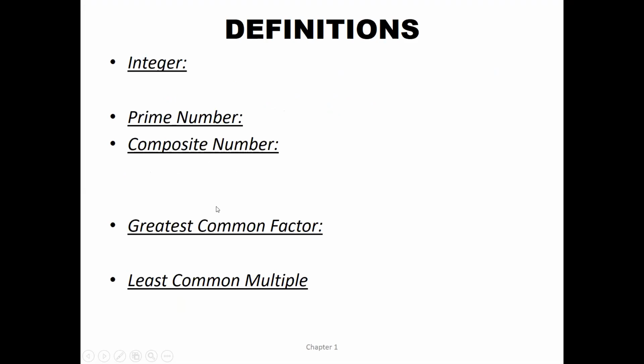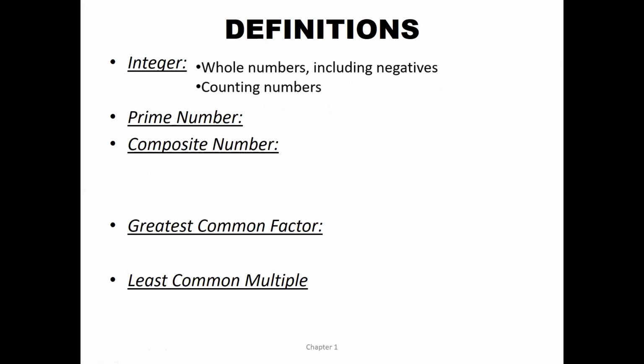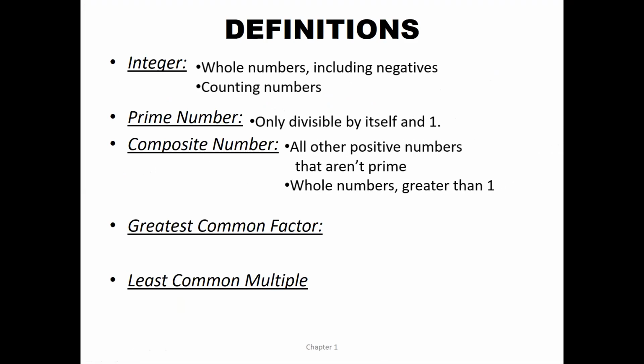Okay, let's go into some more definitions. An integer is a whole number. Okay, that includes negative numbers. They're also called counting numbers. Okay, so that's another one. A prime number is a number that is only divisible by itself and 1. We'll come back to those in a bit. A composite number is all other positive numbers that aren't prime. They are whole numbers, but they are not negatives.